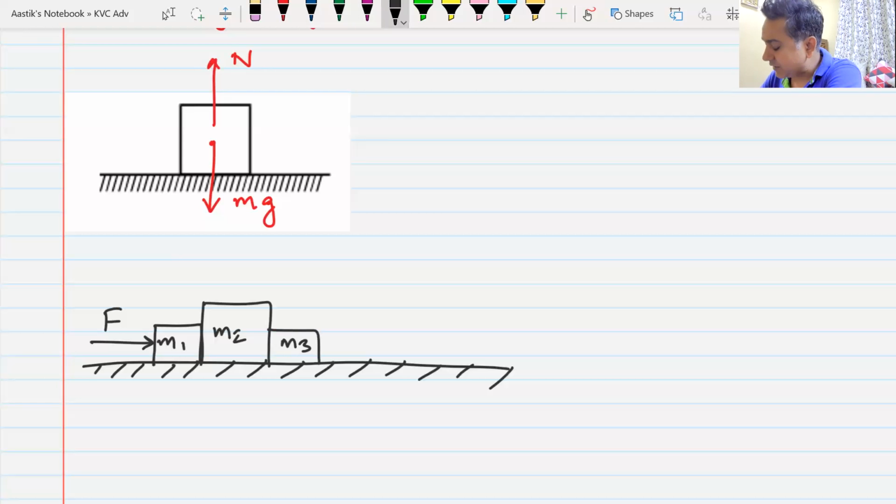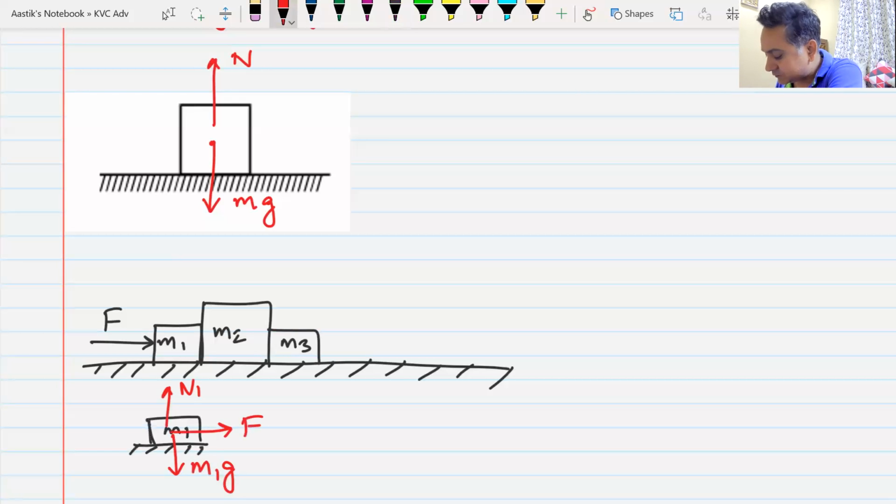So how do you draw the free body diagram? You just isolate body one, M1, which is kept on the ground. What are the forces here? M1g downward, yes or no? Yes, sir. Normal reaction, N1, like here. Force F is from here. I can just draw it like this, yes or no? Yes, sir. Is there any other force acting on it? That's it, sir. Base force acting on it.